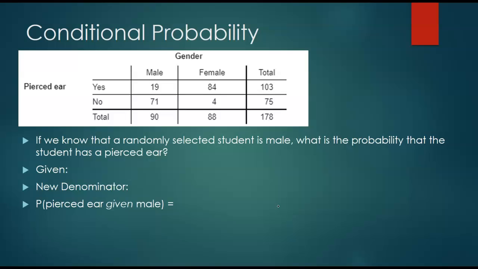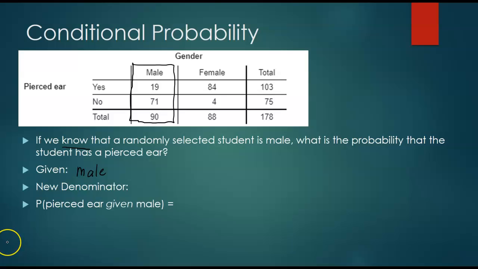Now let's look at this backwards. If we know that a randomly selected student is male, what is the probability that the student has a pierced ear? What are we being given here? We are being given that the student is male. We know that for sure. It says we know that a randomly selected student is male. So we are only looking at our male column here. We know for sure that the randomly selected student is male.